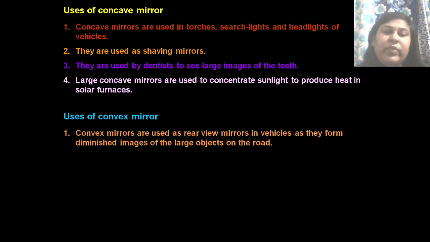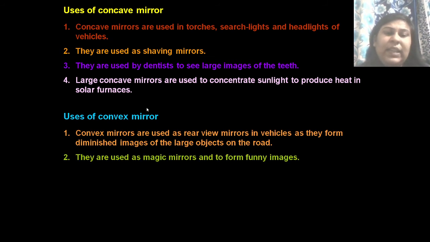Now, some uses of the convex mirror. Convex mirrors are used as rear view mirrors because they cover a large area, because they make a diminished image of an object, and opposite to the concave mirror which makes a large image. That's why the concave mirror is used by the dentist. Secondly, convex mirrors are used as magic mirrors and to form funny images.